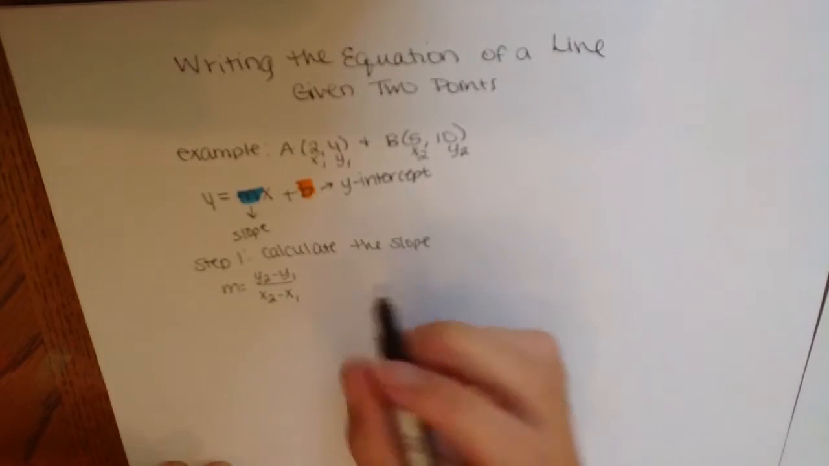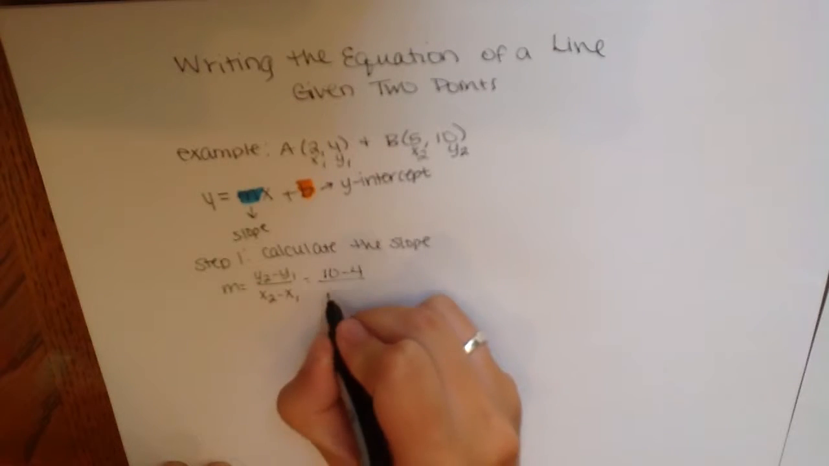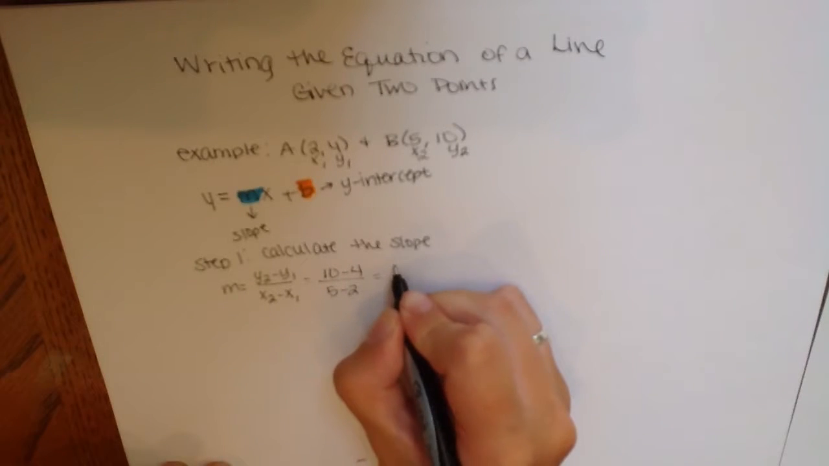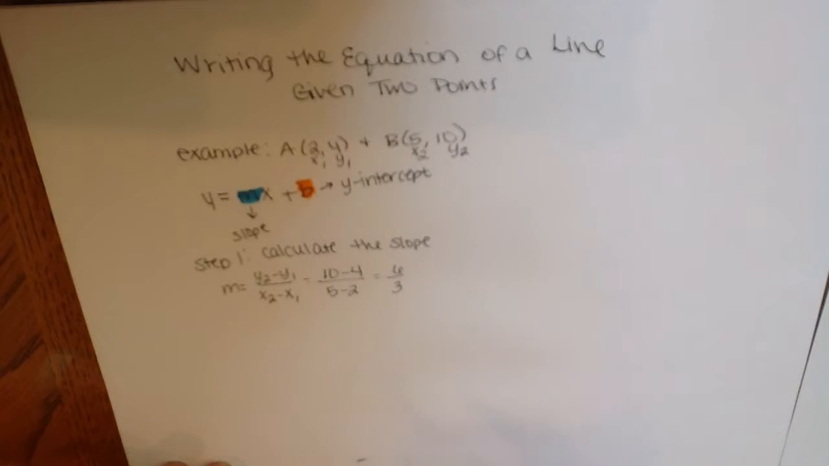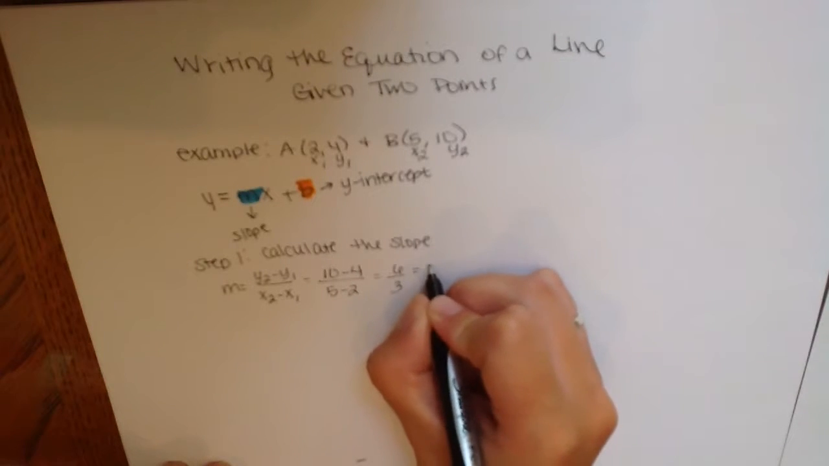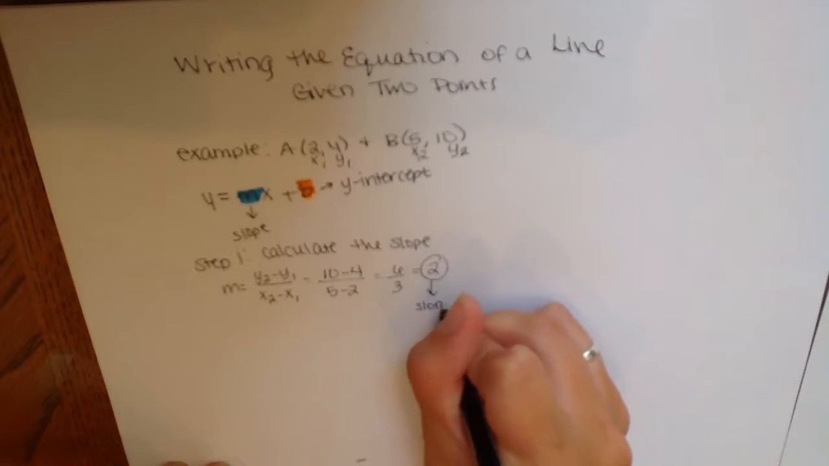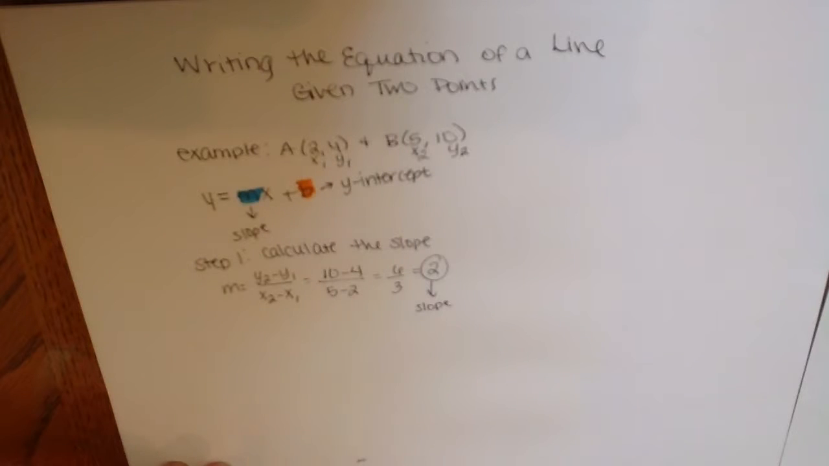So let's plug in our values. 10 minus 4 over 5 minus 2. 10 minus 4 is 6. 5 minus 2 is 3, and we can simplify 6 over 3 to equal 2. So our slope for this line that passes through the points A and B is 2.